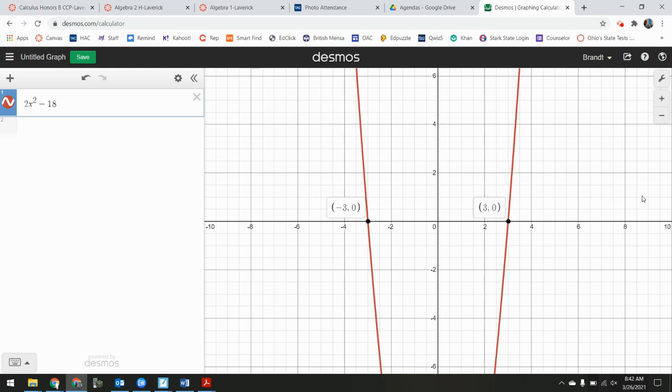Plus or minus 3. That's the nice thing about this. It's doing the work for you almost, right? So everybody write that in there. The solution to that on your guided notes is plus or minus 3.